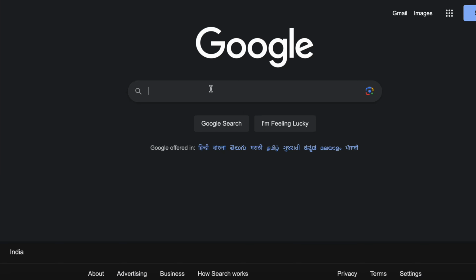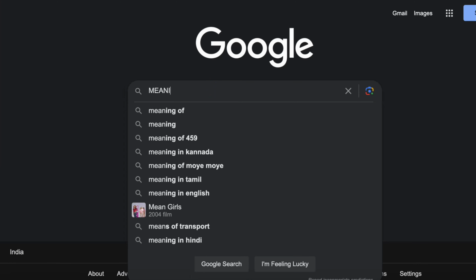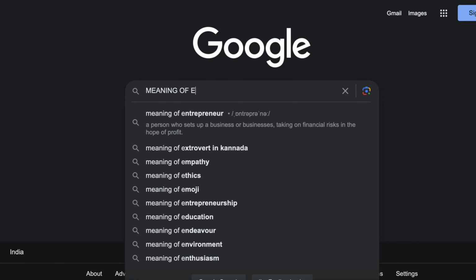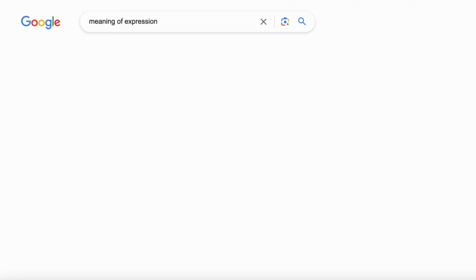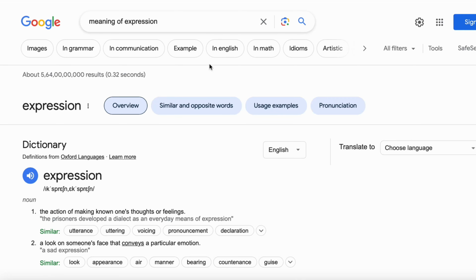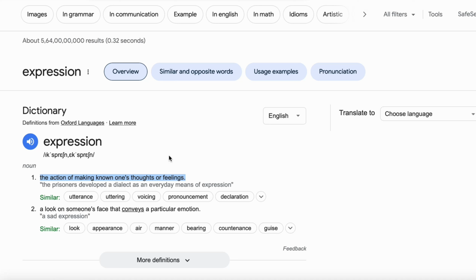Suppose while reading, I came across the word expression and I'm confused. What is the meaning of expression? So what I will do, I'll go to Google. I will type the word expression, meaning of expression. Done. I will get the meaning of the word. See, it's here. Expression means the action of making known one's thoughts or feelings. Okay, so it is related to some thoughts and feelings.